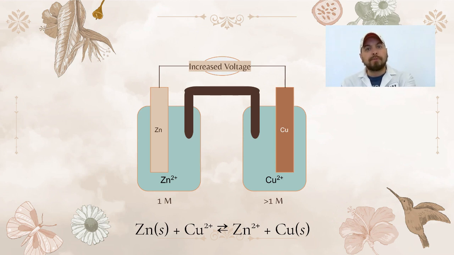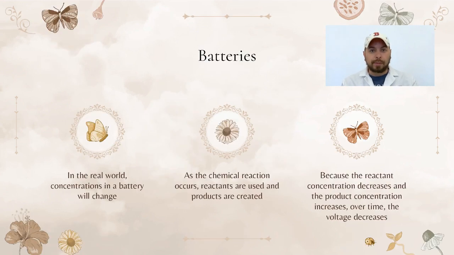This is going to make the forward direction more thermodynamically favorable than it was before, which means that the overall voltage of my cell is going to be greater as a result of increasing the concentration of copper. So when we're making a battery, the first thing to understand is that we're going to start with standard conditions in most circumstances. However, in the real world, those concentrations are going to change.